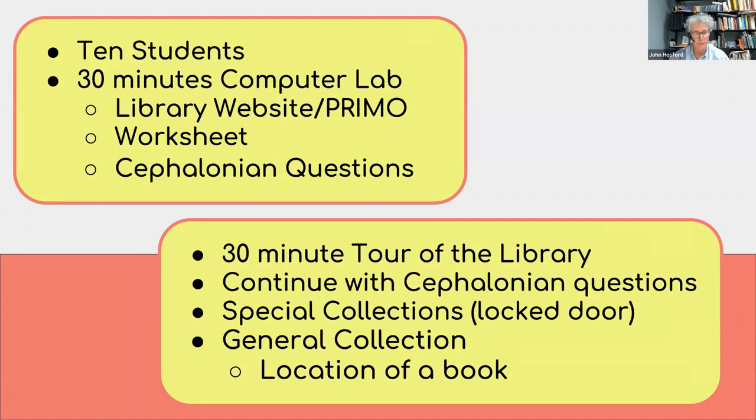The new session started in the fall of 2018 and is comprised of two parts, with a maximum of 10 students in each hour-long session. The sessions are broken up into two sections. One is the computer section, where we work in a computer lab, and I provide the students with a hands-on opportunity to use the library website and also the catalog, Primo. I hand out the Cephalonian questions, which I use as prompts to talk about the library at certain points. Those Cephalonian questions will be used also in the next 30-minute section, which is a tour of the library.